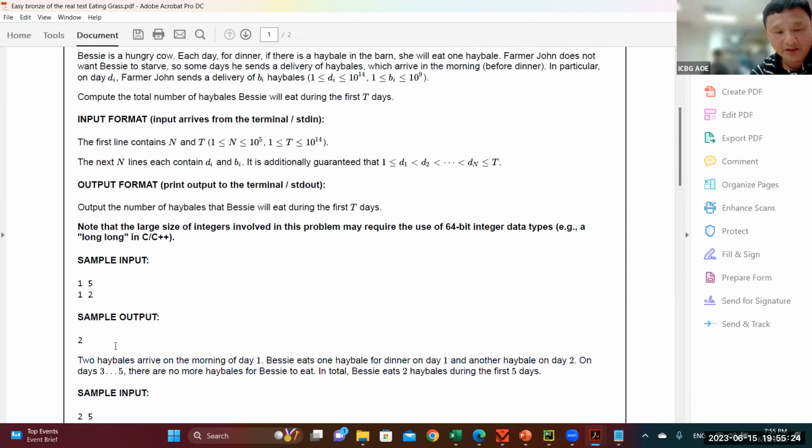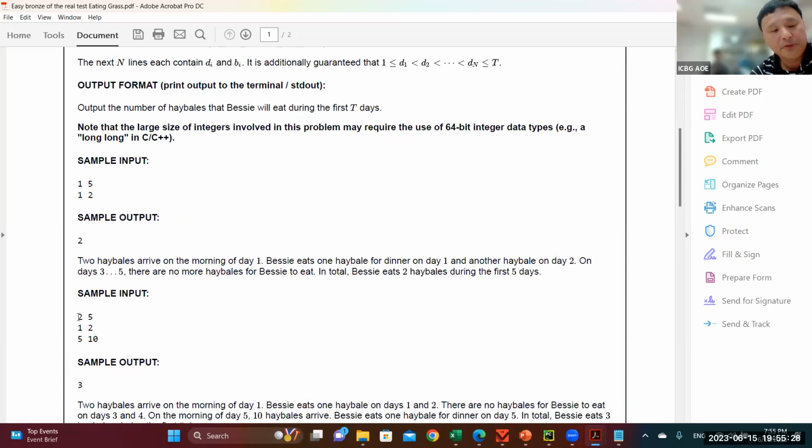Now put it this way. Think about this one. The second input, so you have 2 lines of input. It's also 5 days. But you see, why do we get 3? You have 2 lines of input. It's also 5 days. First day delivered 2 hair bells. The base will not be hungry on the first day. But the third and the fourth day, base has nothing to eat.